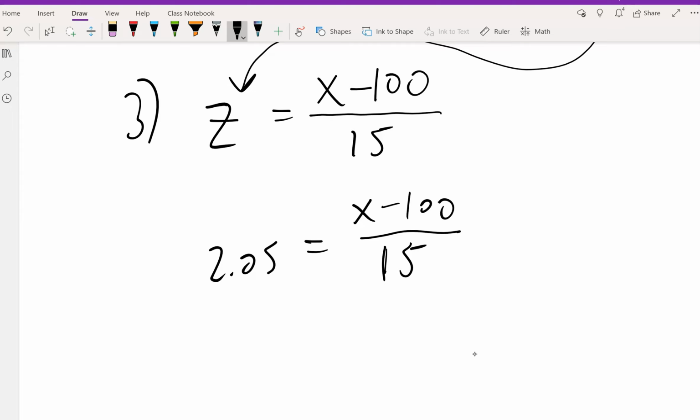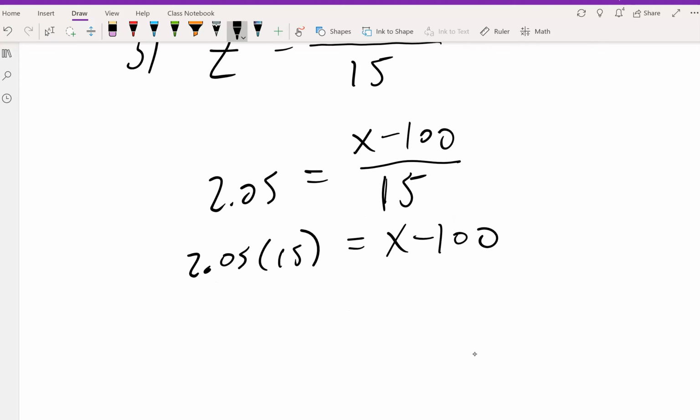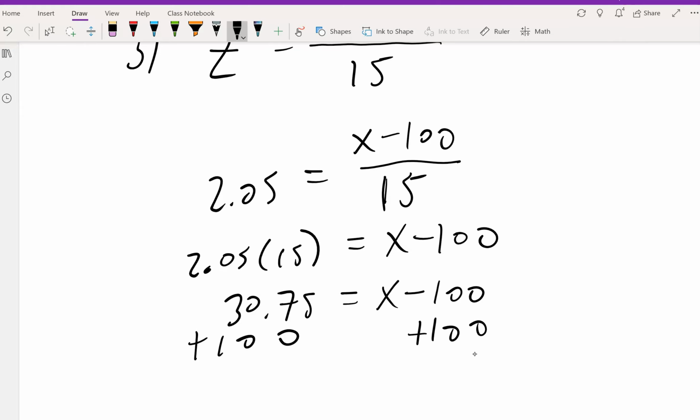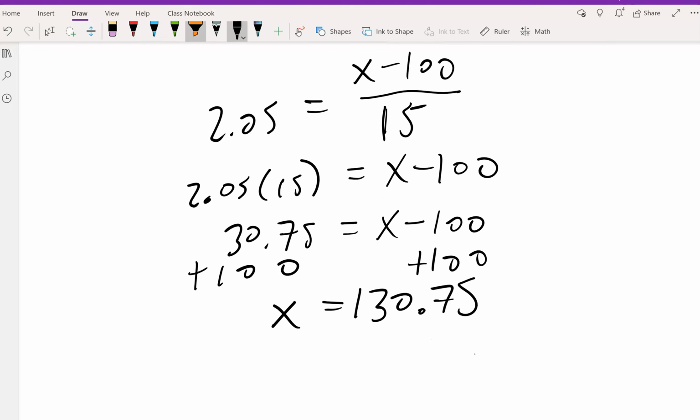Okay, I'm back. What I would do is I would cross multiply. I would actually take the 15 and multiply it over. And that gives me this when I cross multiply. Then I take 2.05 in my calculator, multiply by 15, and I get 30.75. And to solve for X, I would add the 100 to both sides, giving me the IQ score I'm looking for is 130.75. That is the IQ needed for that person to be part of Mensa.